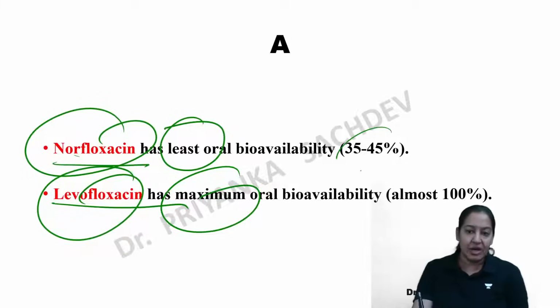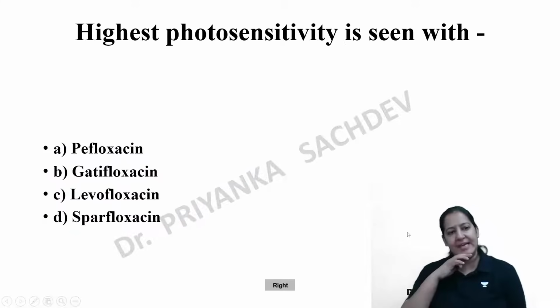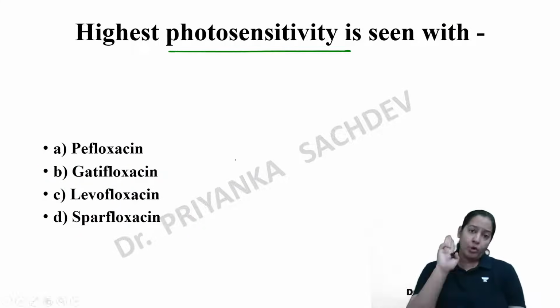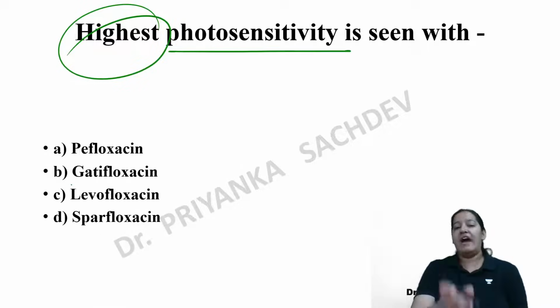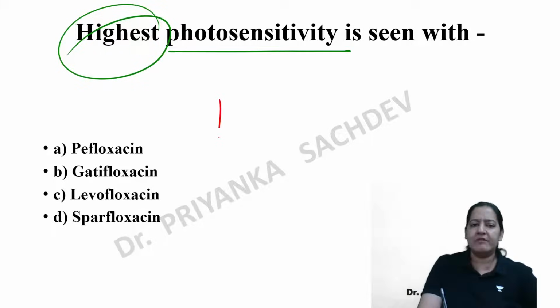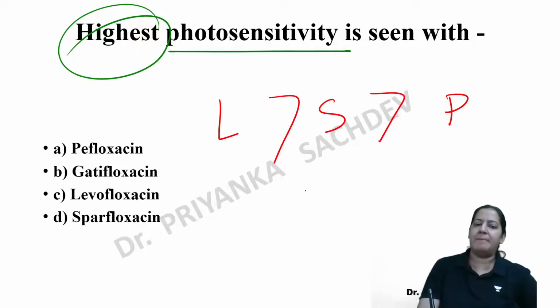Least and maximum. Least is 30 to 40%, maximum is 100%. Absolutely right, Priyanka. Yes. So next question is about photosensitivity. I told you three drugs which are photosensitive, so I'm asking the highest one. I've told you the sequence also in the three drugs. What was the sequence? I told you the sequence LSP. If you remember, L followed by S followed by P.